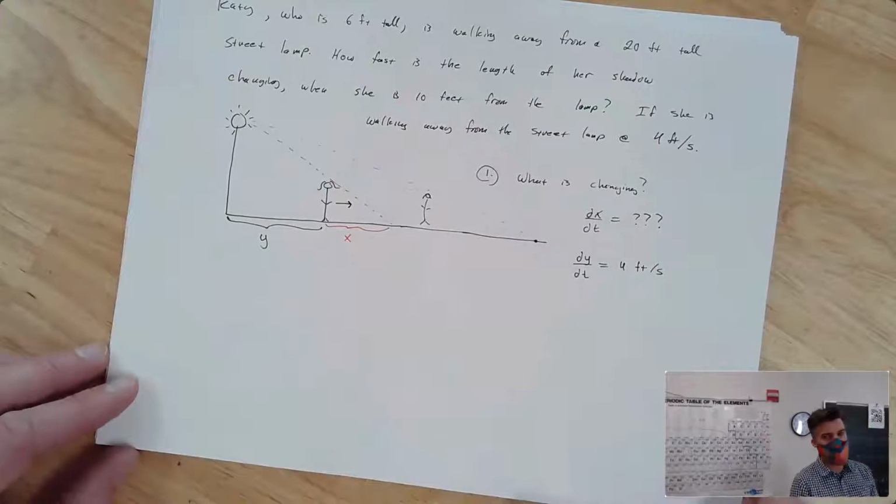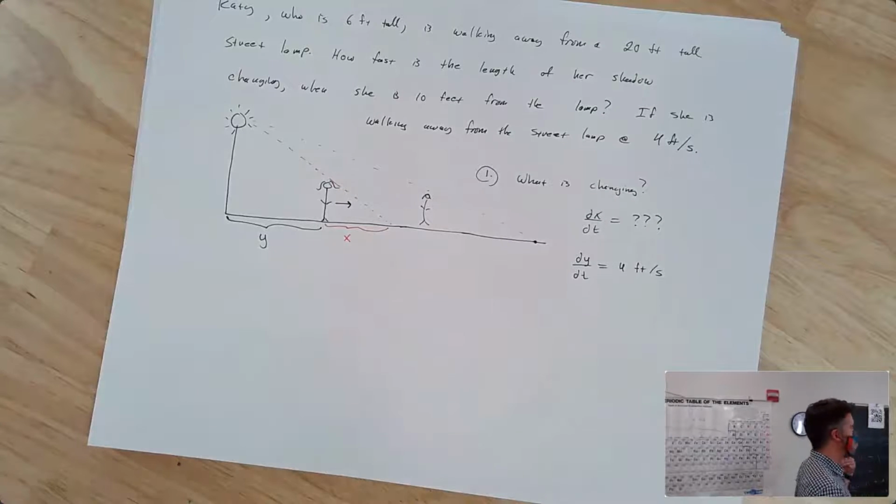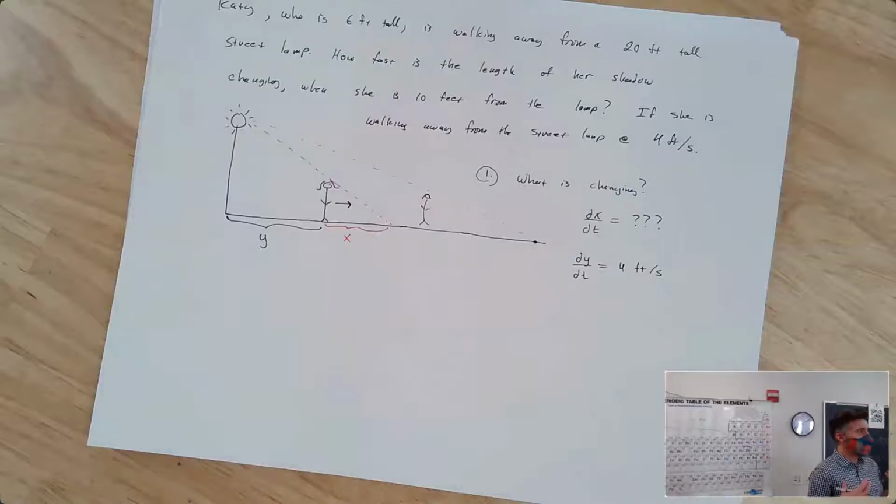And that's something that gets overlooked a lot of the time. When you're told how something is moving, in a setup like this, you often have to say, okay, I'm going to call the distance from my object to a stationary thing some variable, and then say that variable is changing at the constant rate of movement.